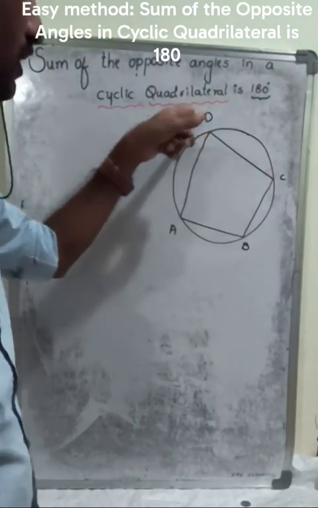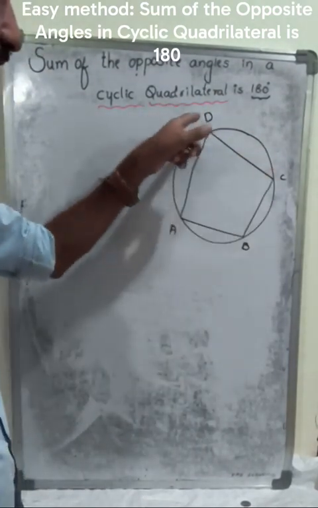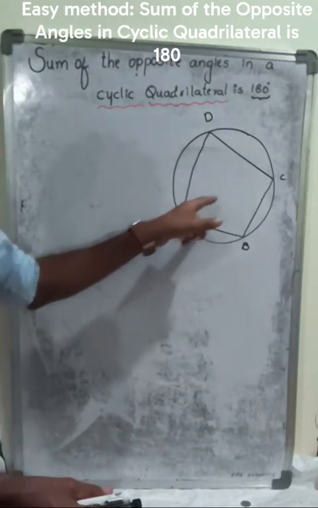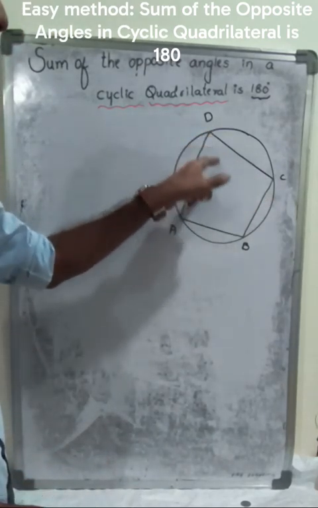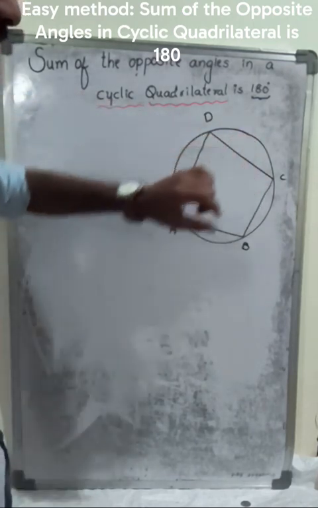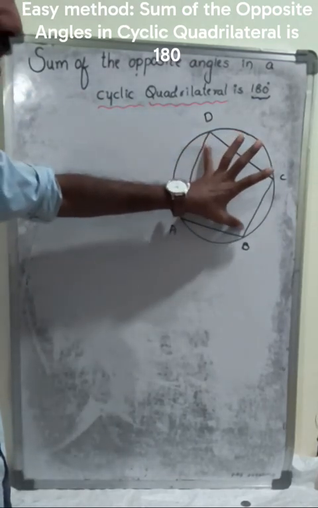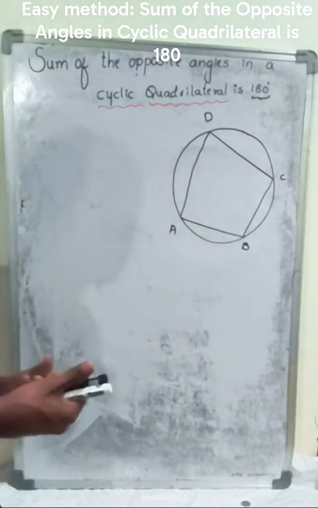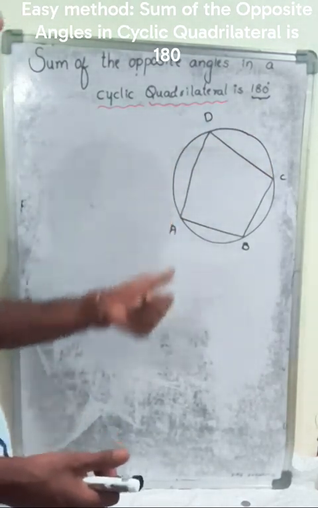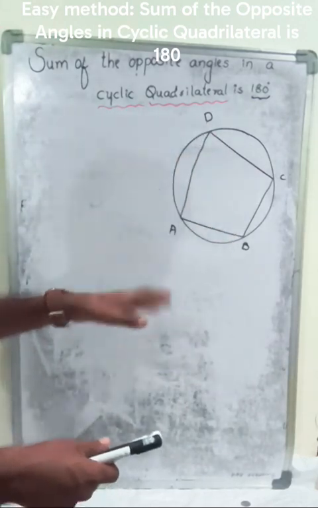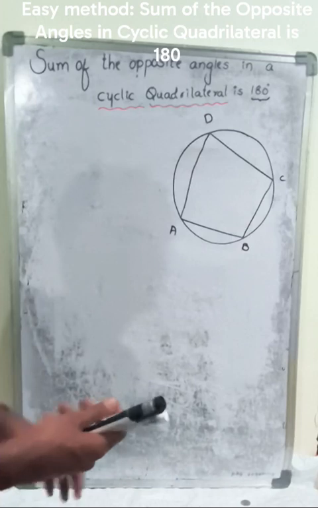So what is this? ABCD is a cyclic quadrilateral. Now what do we need to prove? The sum of the opposite angles in a cyclic quadrilateral is 180 degrees. So these two sum to 180 degrees and these two sum to 180 degrees. That is what we need to prove. Actually, the intention is that we need to prove this theorem. I already proved it in a textbook manner.